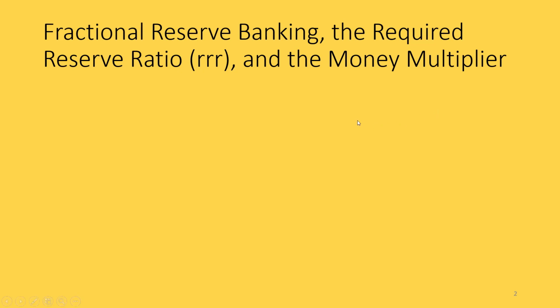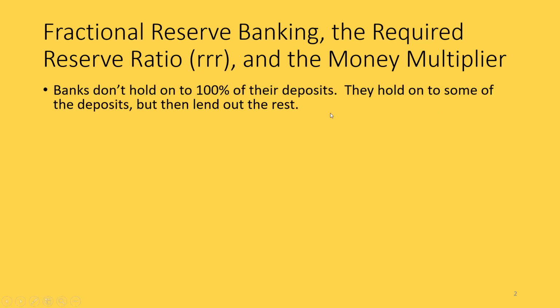the money multiplier. So as I mentioned in chapter 13, remember that banks do not hold on to 100% of their deposits. They only hold on to a fraction of those deposits and then lend out the rest. So again, if you put, say, $10,000 in the bank, the bank's only going to hold on to some percentage of that $10,000, based on whatever the Fed requires, and then they're going to loan out the rest.